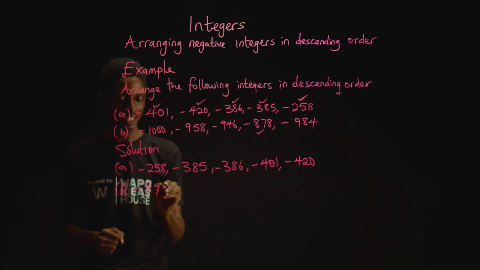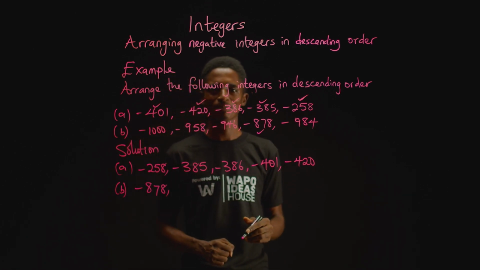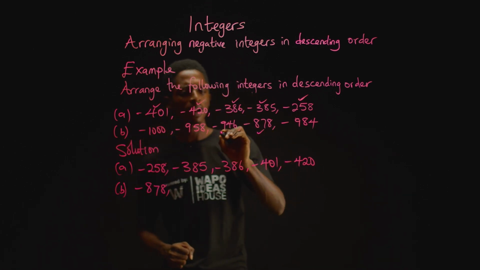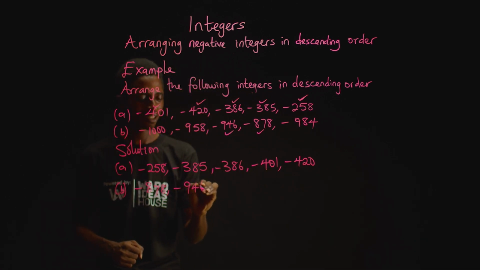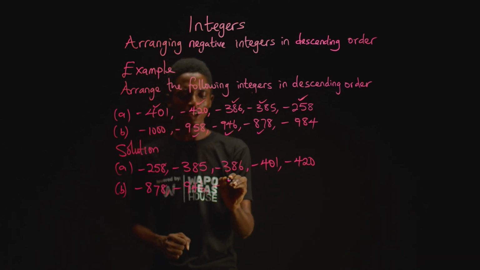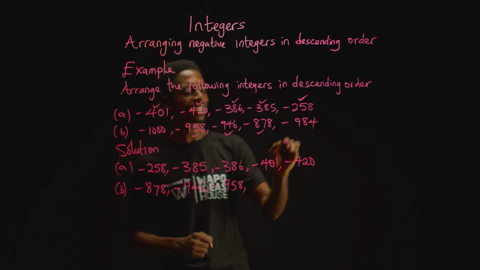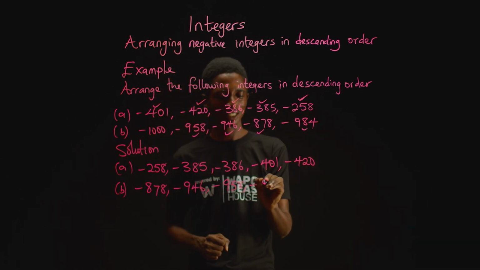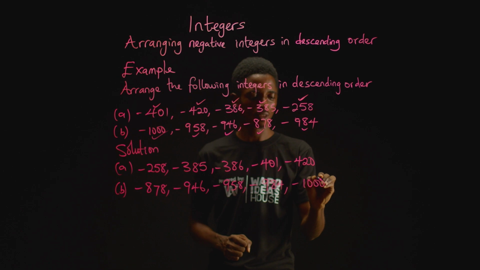Minus 878. Now, which number comes next? You're correct. That is minus 946. And then we have minus 958. And then minus 984. And then finally minus 1000.